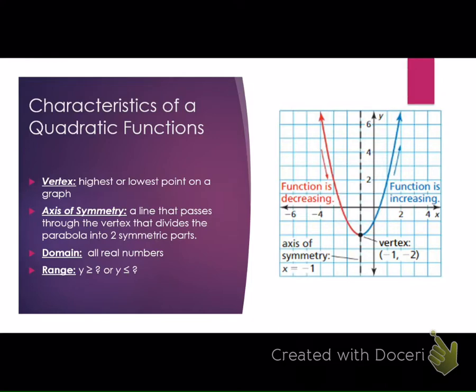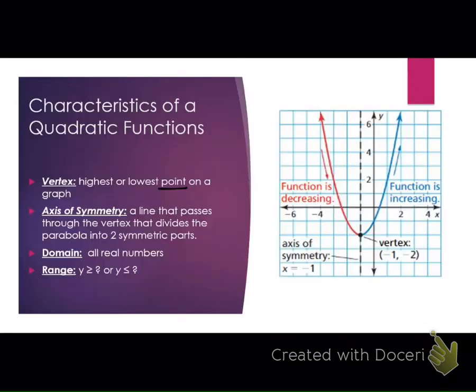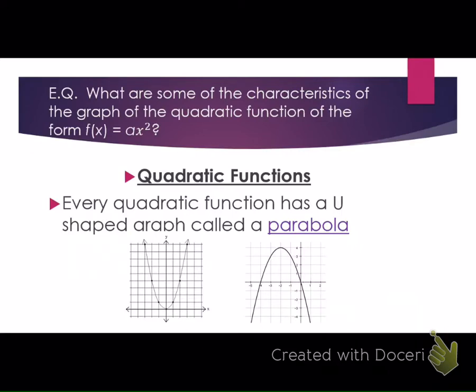The vertex is the highest or lowest point on a graph. Now, I want to point this out. A point is an ordered pair. So when it says the highest or lowest point, just understand the vertex is always going to be an ordered pair. But when we're talking about the highest or lowest point, that takes us back to when we talked about whether this graph opened up or down. Remember we talked about the graph opening up or down. Well, if the graph opens up, it has this low point down here. If the graph opens down, it has this high point. That is called the vertex, the highest or the lowest point on your graph.